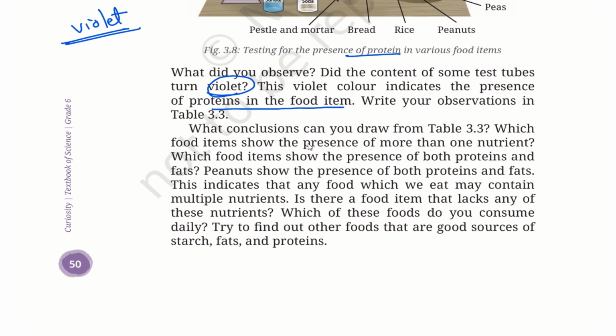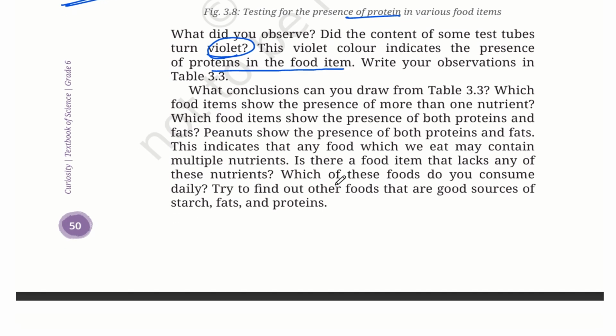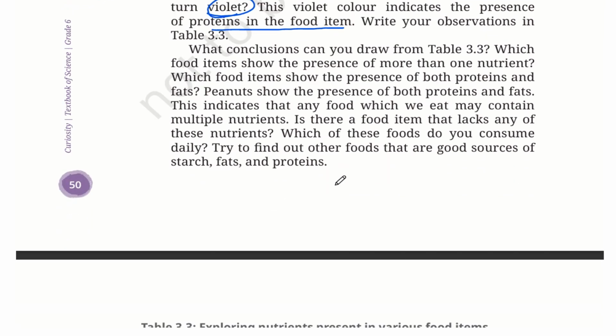So what can you conclude from this? Which food item shows the presence of more than one nutrient? Which food item shows the presence of both proteins and fats? You have to check. Peanut shows the presence of what? Proteins also and fats also.